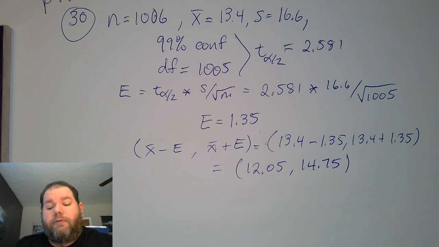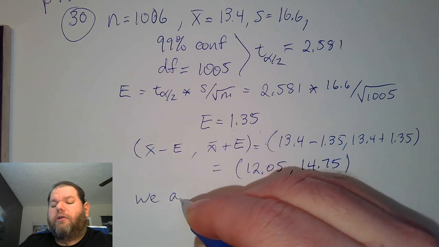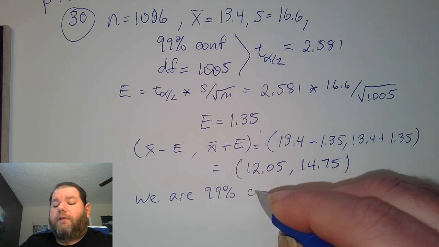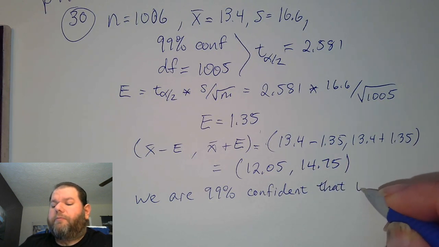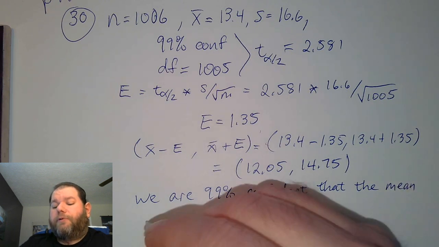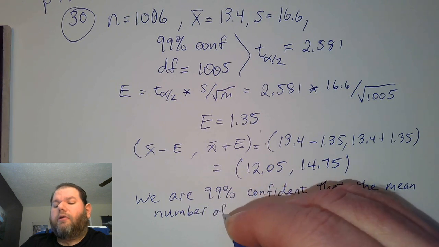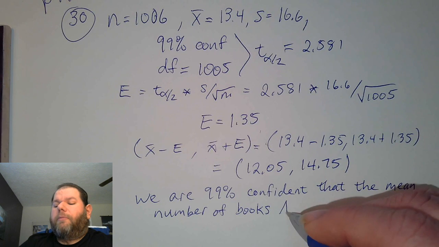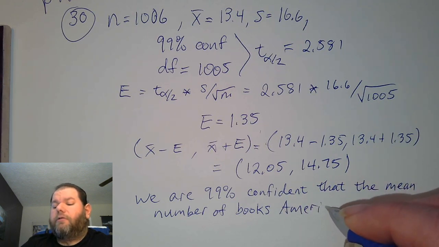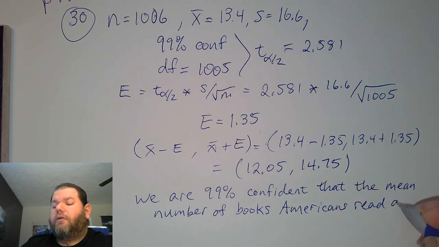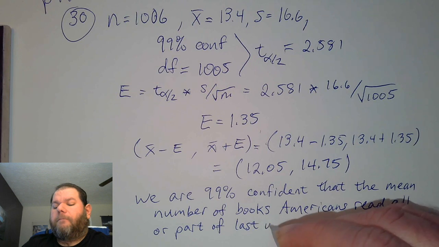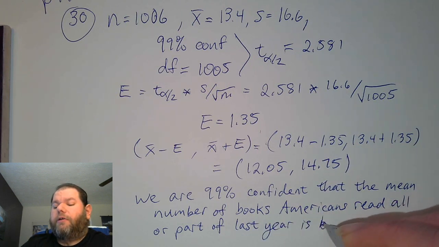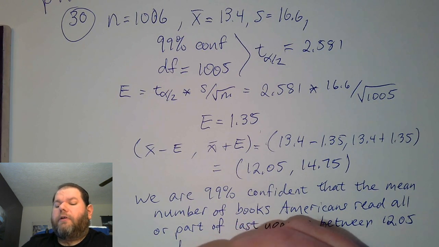Okay, and now to summarize, you can say we are 99% confident that the mean number of books Americans read all or part of last year is between 12.05 and 14.75.